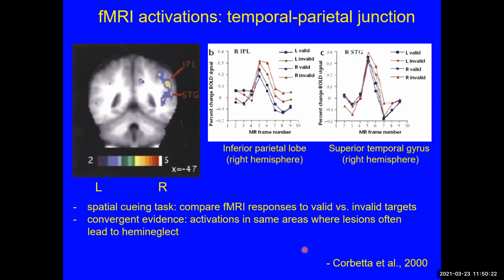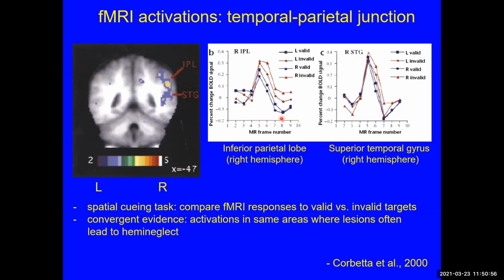And what they found was that the blood flow responses to targets, when you sort it based on whether it was an invalid trial and the target was on the left side of space, or the valid trial on the left side of space, invalid or valid on the right side of space, you got an overall effect here where the right inferior parietal lobe, so it's right in that area that if you lesion it tends to lead to neglect, shows this greater response to the invalid trials, which are shown here in red, relative to the valid trials in blue.